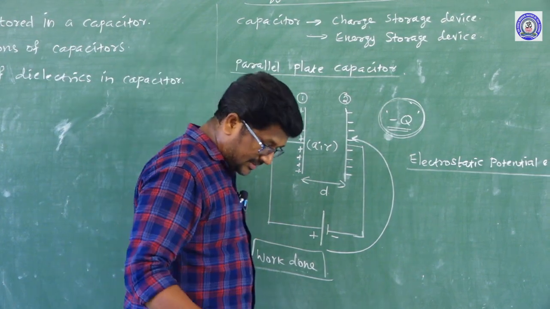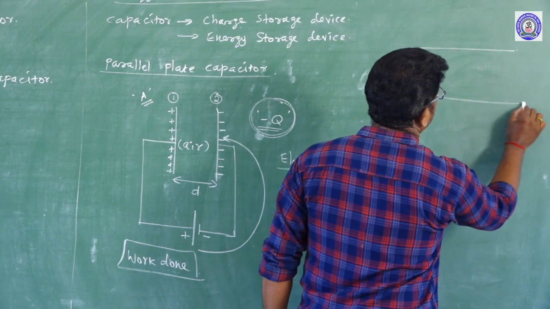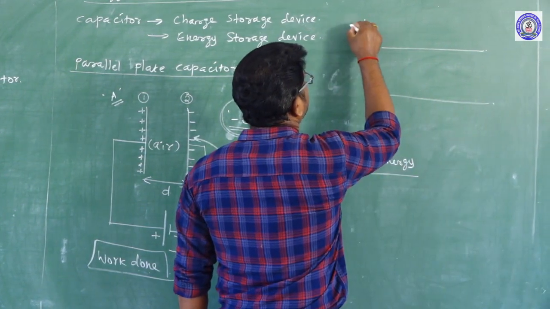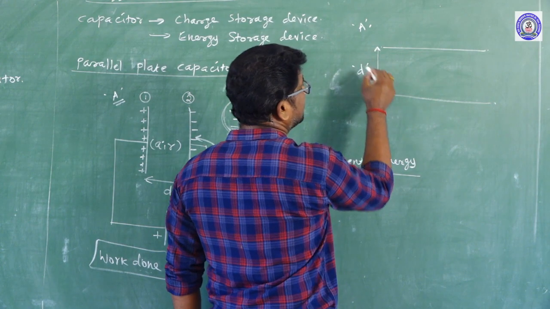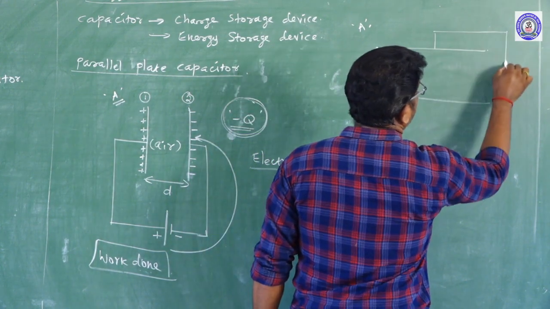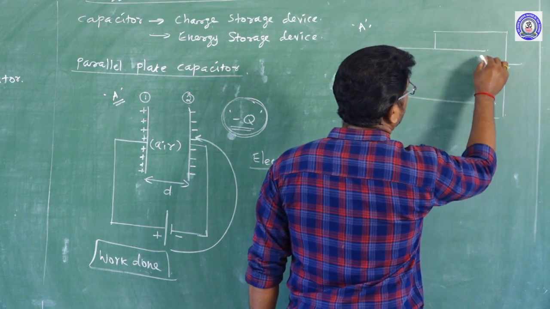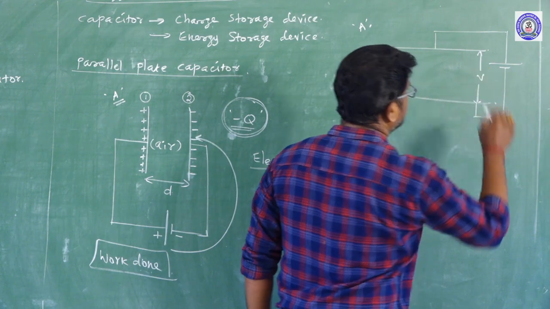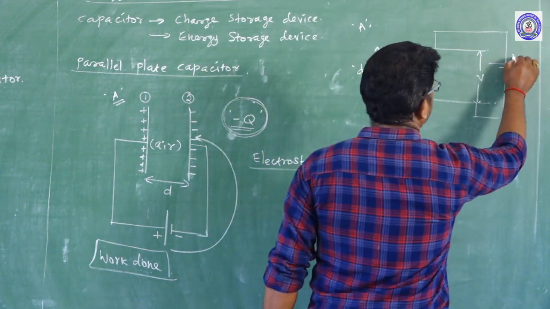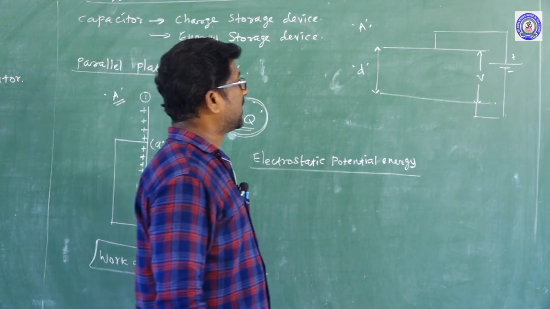Suppose let us consider a parallel plate capacitor, area of cross section A and separation between the plates is d, and this is connected to a battery which provides a potential difference of V across the plates. The power supply, that is a battery, provides a voltage of V across the plates, right.